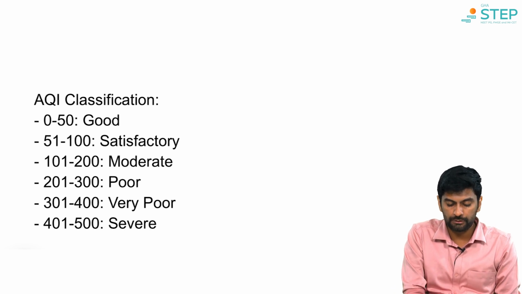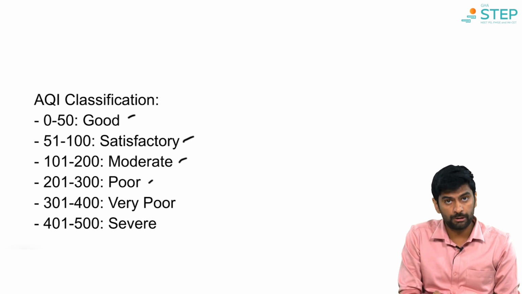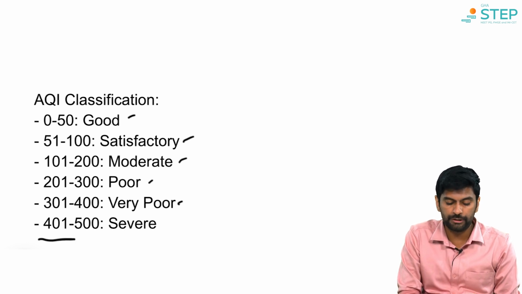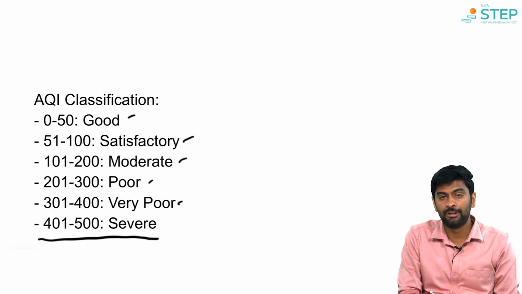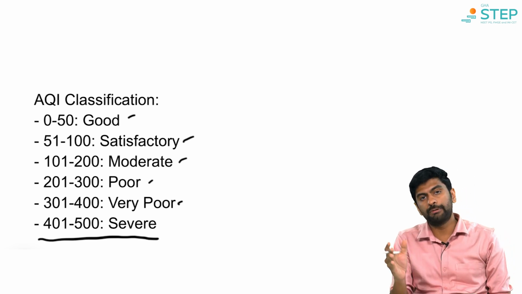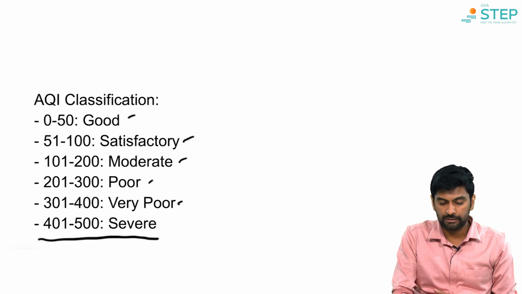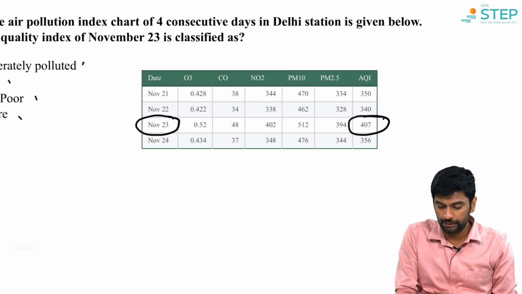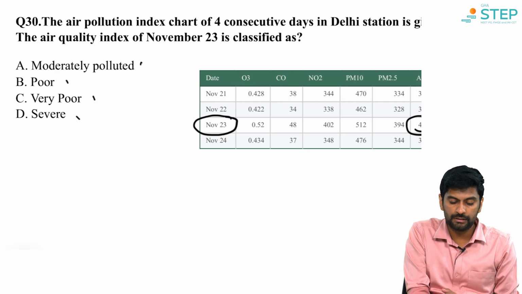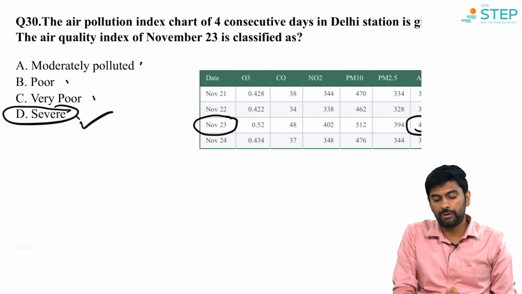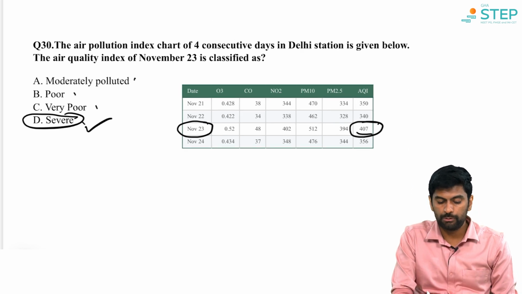0 to 50 is good, 51 to 100 is satisfactory, 101 to 200 moderate, 201 to 300 poor, 301 to 400 very poor, 401 to 500 severe. Unfortunately, we have crossed the limit of 500 when it comes to Delhi's pollution, and in this case it is a value of 407, hence it is severe. So AQI is severe for November 23.